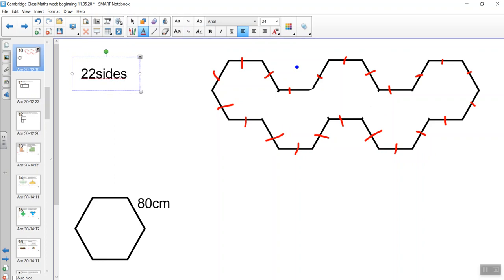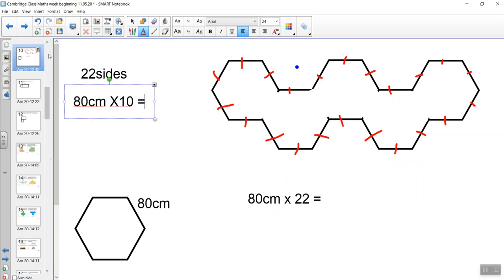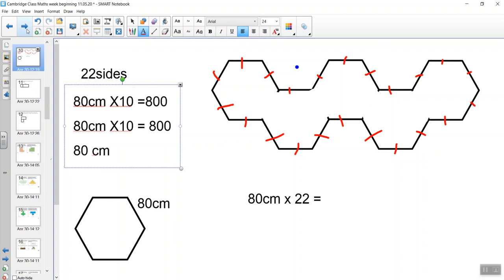22 sides. So I need 8 centimetres, 22 times. Now this might be a bit trickier to calculate. I could split it into chunks, couldn't I? I could say 80 centimetres 10 times is 800, and I can do another 10 times, so 800 again, and then I'm just left with two more, so 80 centimetres 2 times is 160.